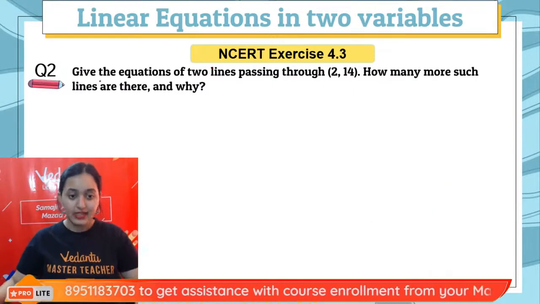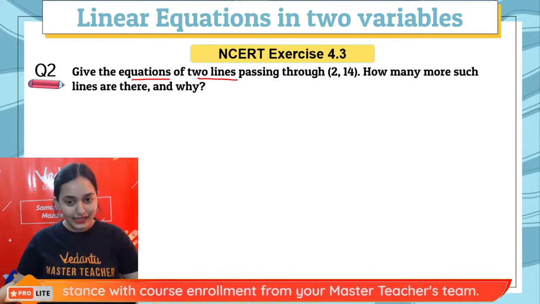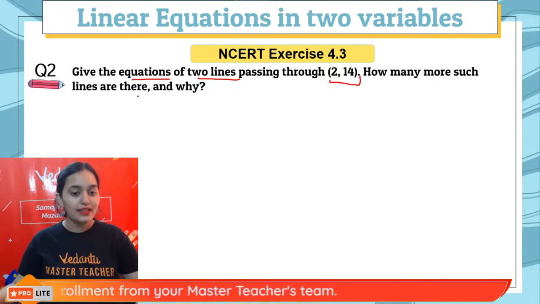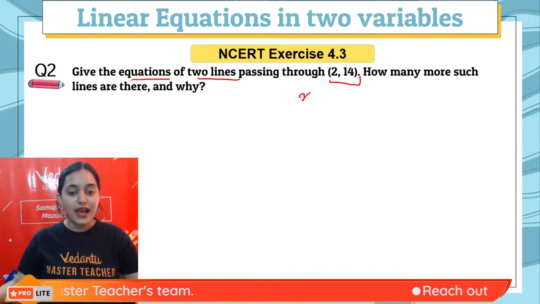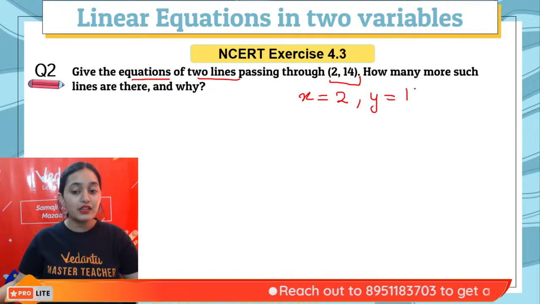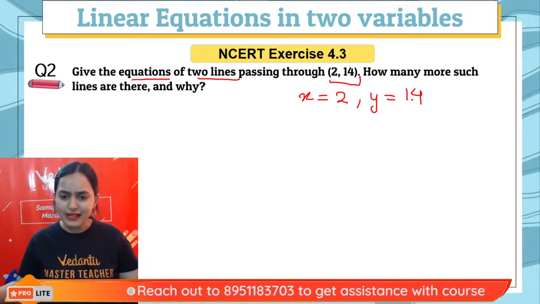Okay. Now question number 2. It says, give the equations of two lines passing through (2, 14), and how many more such lines are there? So it is saying that when the value of x is 2, the value of y is 14. How is this possible? Very simple.